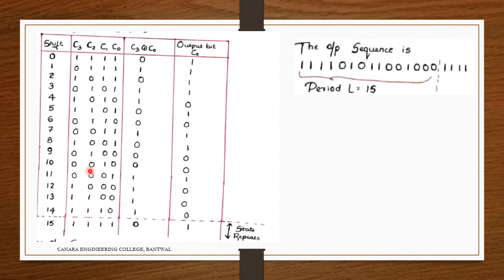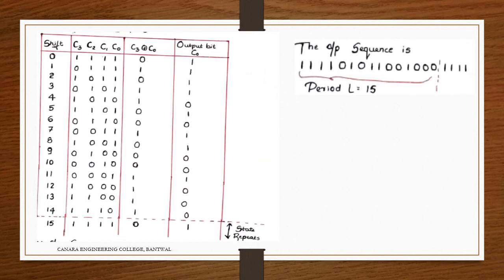here. But after the 14th bit, you can observe it here, after the 14th bit it is repeating. See here again it's going to 1, 1, 1, 1. The output C3 of C plus is the C3 of modulus 2 of C0, which is 0. The output bit is 1. So this is repeating, and as per our equation L is equal to 15, it's going to repeat.